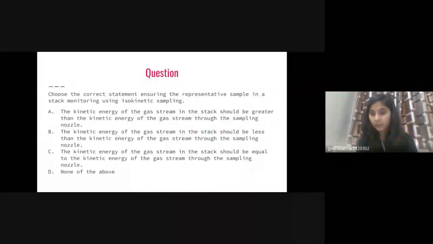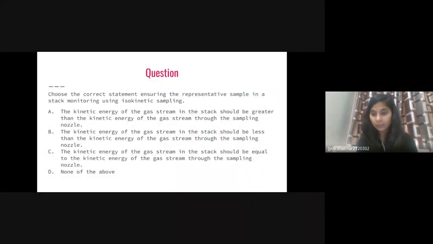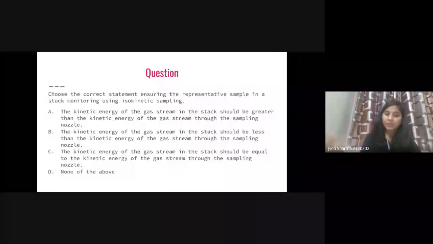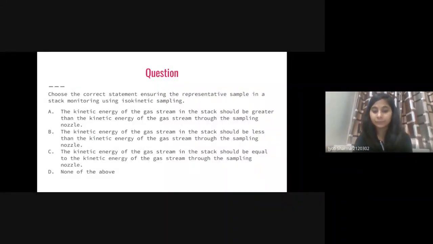Okay, so Mohammed started with C, then Alka C, Korea C, Rashmi also gave me C answer. So yes, it is obvious that if we are talking about isokinetic, iso means equal, right? And kinetic energy, so the kinetic energy of the gas that is in the stack and also the gas that is through the sampling nozzle should be equal. So yes, C should be the right answer.